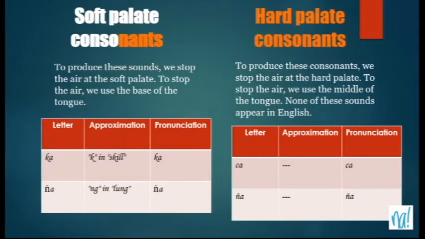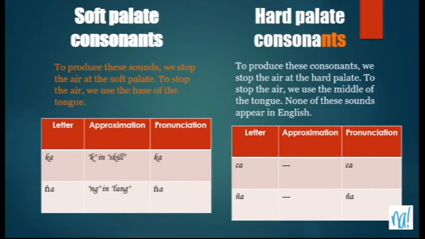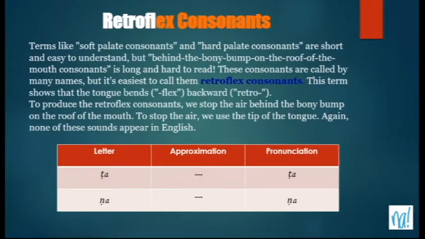Soft palate consonants. To produce these sounds, we stop the air at the soft palate. To stop the air, we use the base of the tongue. Ka nga. Hard palate consonants. To produce these consonants, we stop the air at the hard palate. To stop the air, we use the middle of the tongue. None of these sounds appear in English. Cha nya.